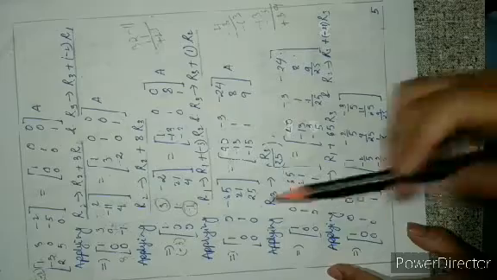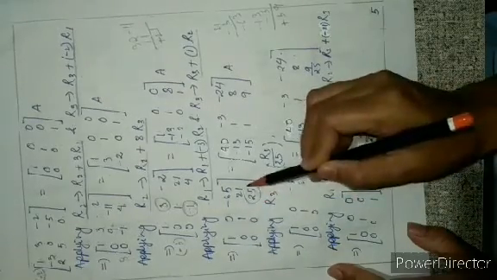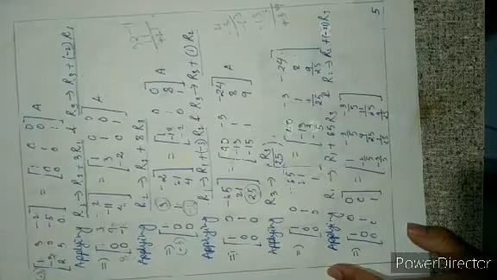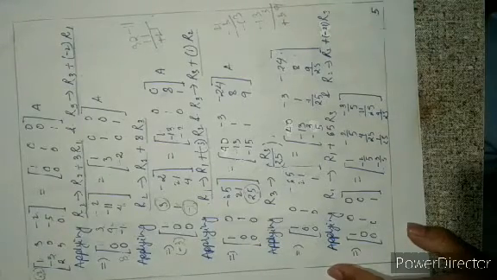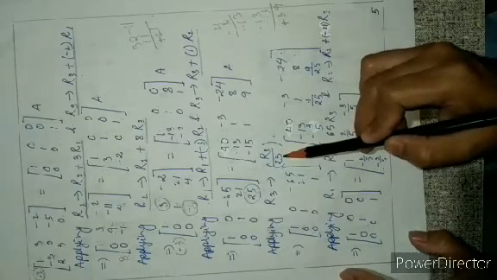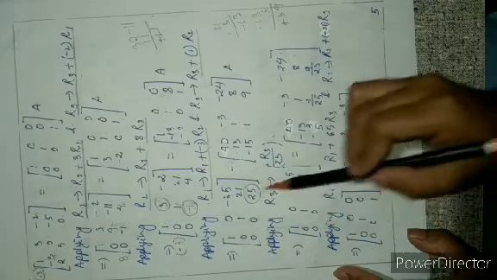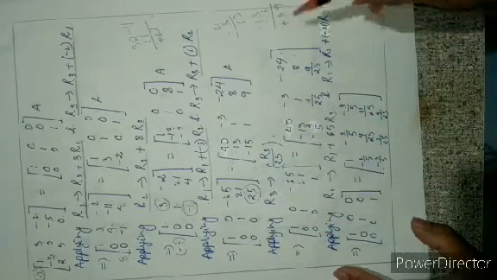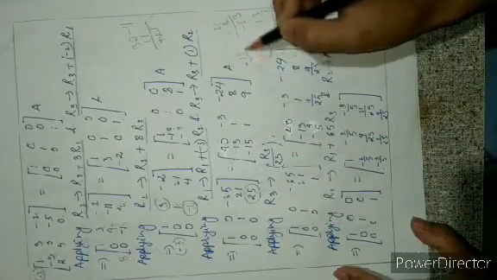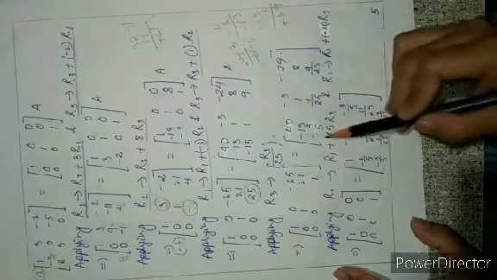Matrix A, the last step: check the diagonal element A33, which is 25. To make it 1, we should divide all the elements of the third row by 25. Divide the third row by 25: minus 15 divided by 25 gives minus 3 by 5, 15 divided by 5 is 3, and 25 divided by 5 is 5.